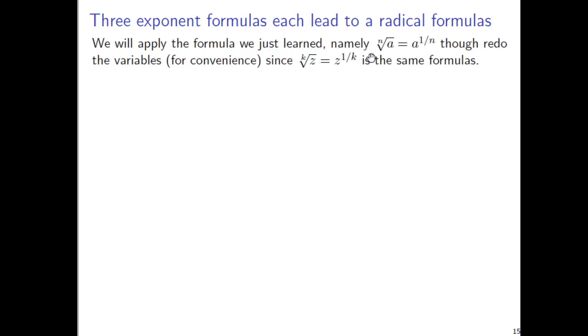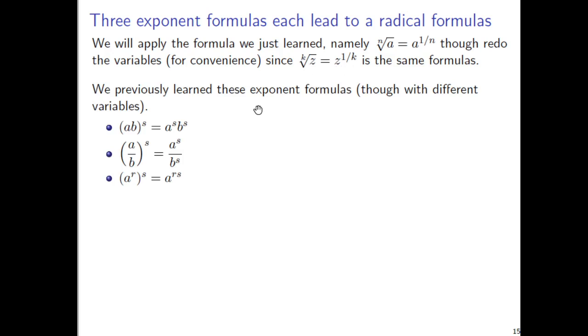We just learned the formula nth root of a equals a to the 1 over nth power. Now, for convenience, so that we don't have any notation clash, we can replace all the a's with z's and all the n's with k's. So this is the same formula: kth root of z equals z to the 1 over k. And what we're about to do now is take some radical formulas that we've seen so far in these slides and take some exponent formulas we've seen previously and now lead to some new formulas.